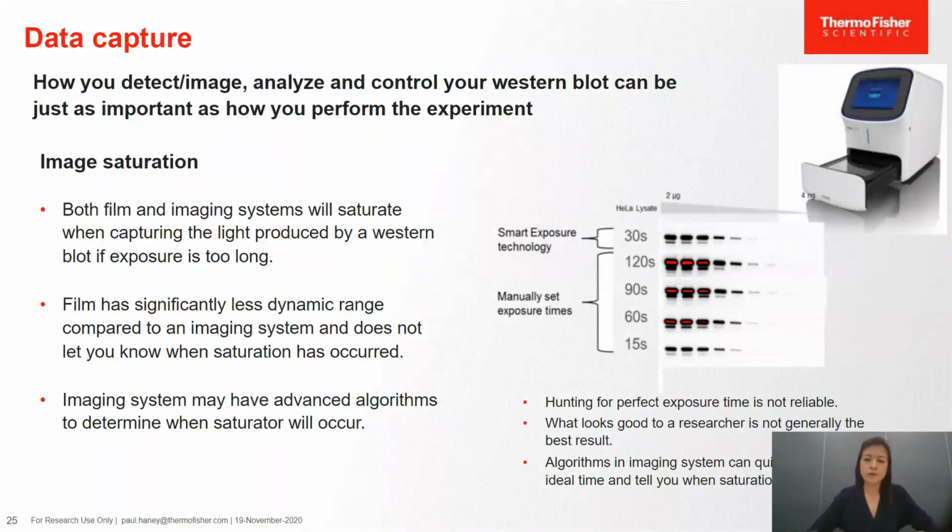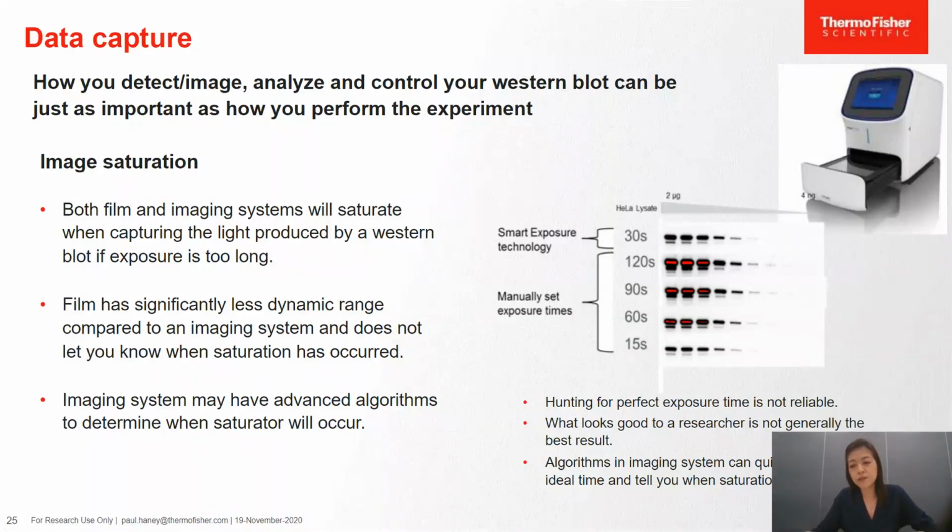And speaking of dynamic range, this is also a consideration when performing quantitative Western blotting. When choosing your image capture method, note that both film and imaging systems will saturate when the exposure time is too long. Film, however, has significantly less dynamic range compared to an imaging system, and it will not tell you when saturation has occurred. On the other hand, imaging systems have a wider dynamic range and may have advanced algorithms to determine when saturation has occurred.